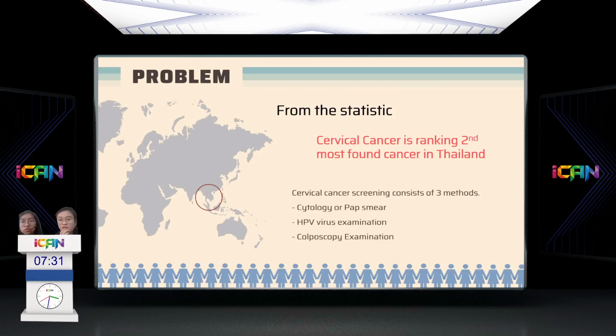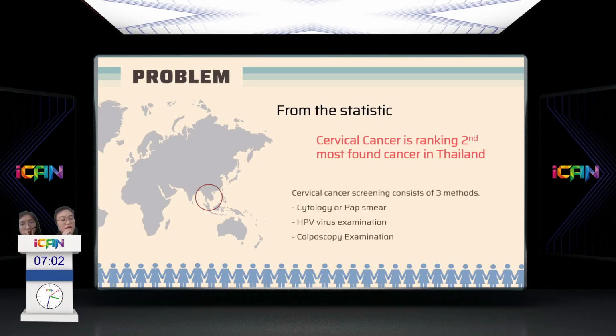Okay, let's start with our problem. We are concerned about cervical cancer, which is the second most common cancer found in Thailand. From the statistics, the number of deaths in Thailand in 2019 is around 4,000 cases, and the number of patients is increasing every year. So we have to pay attention to this problem.